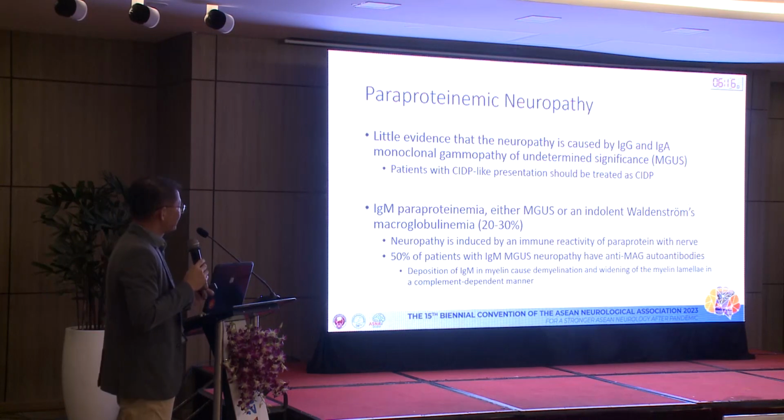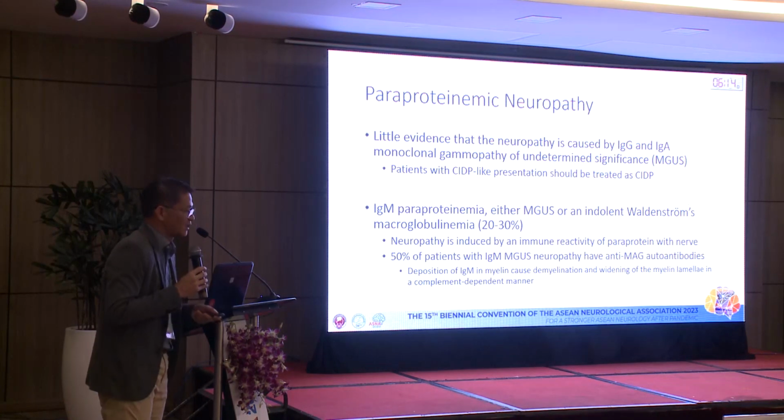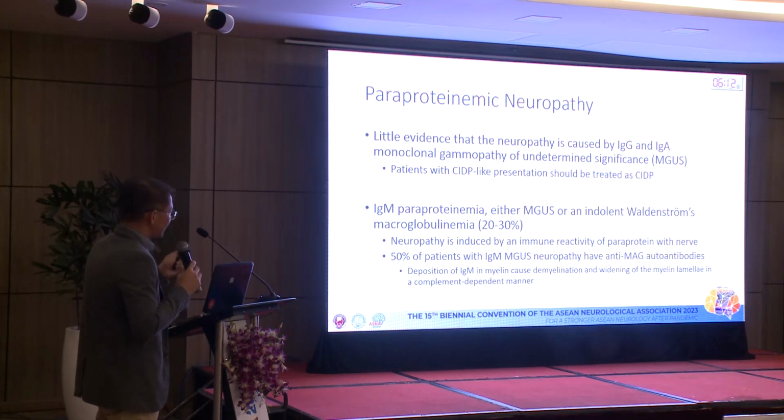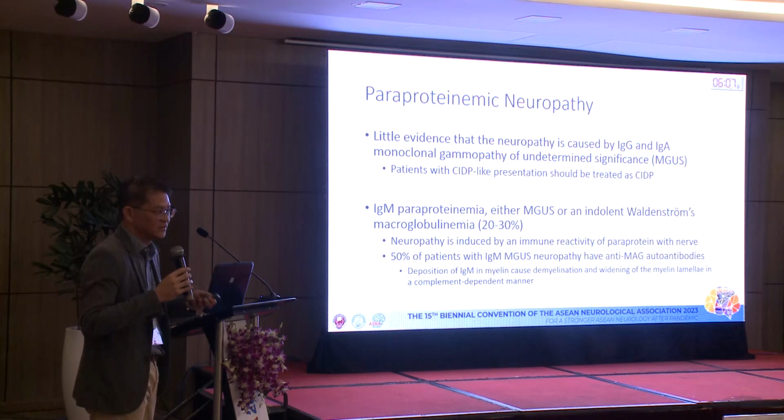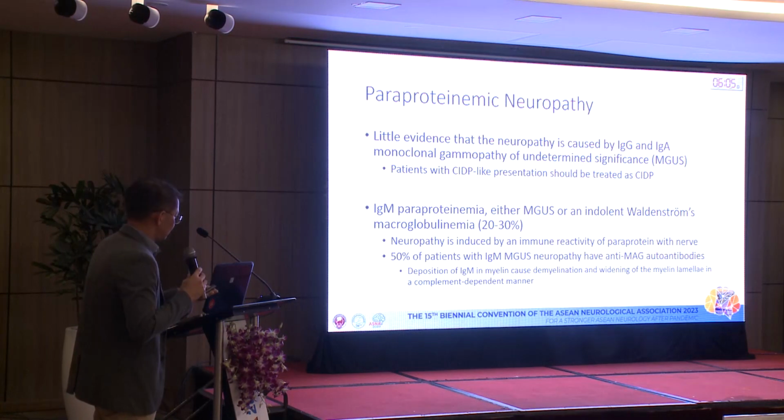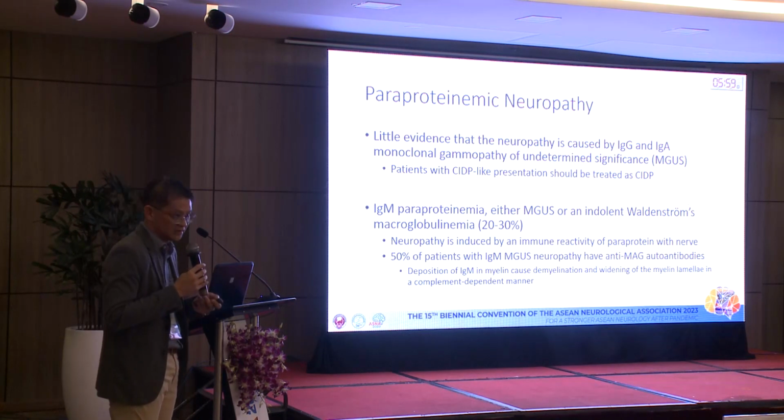So just a little bit on paraproteinemic neuropathies, where you have a patient that has production of IgA, IgG, or IgM in the body, due to what in the majority is MGUS, which is monoclonal gammopathy of undetermined significance.